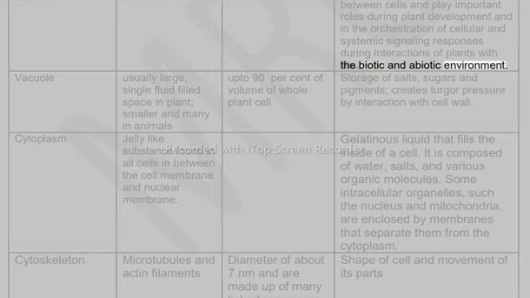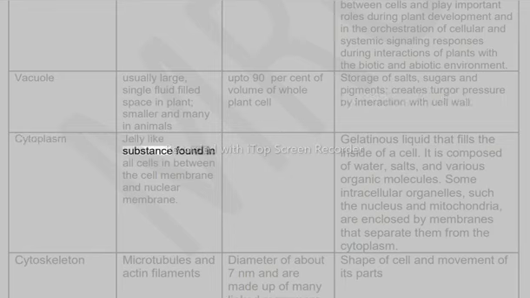Vacuole. Usually a large, single fluid-filled space in plants, smaller and many in animals. Up to 90% of the volume of a whole plant cell. Storage of salts, sugars and pigments, creates turgor pressure by interaction with the cell wall.